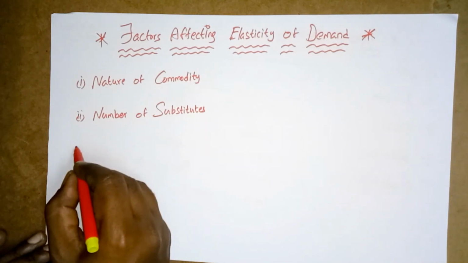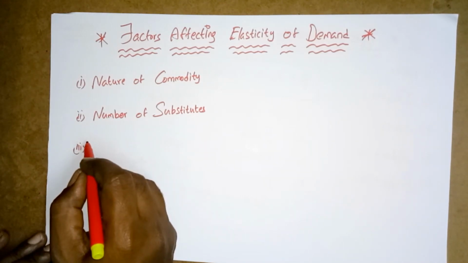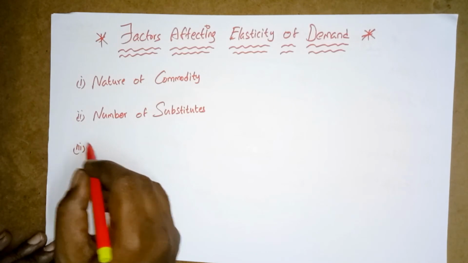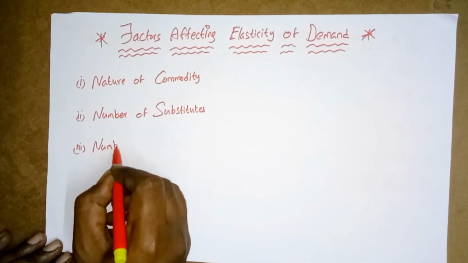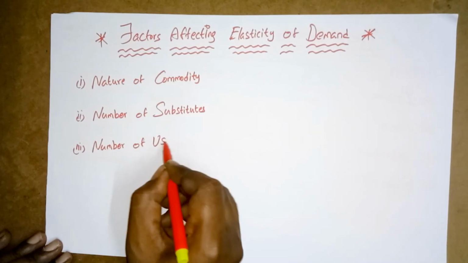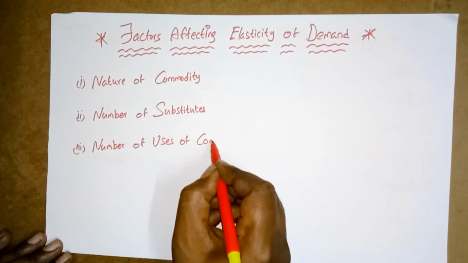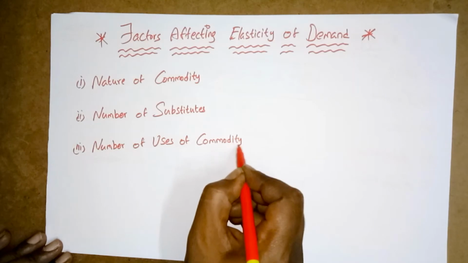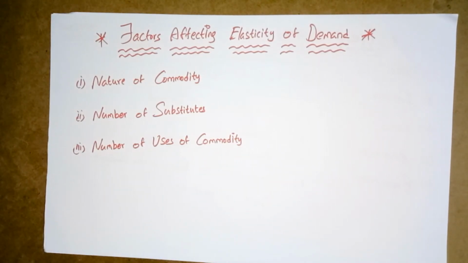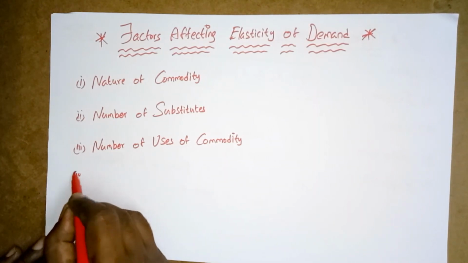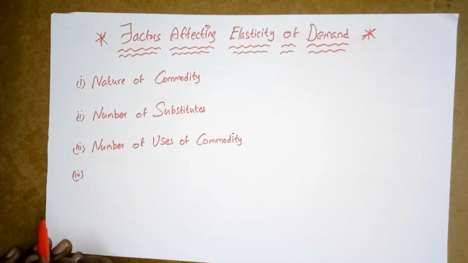Next factor we will go for is the number of uses of commodity. Like that we have to write number of uses of commodity. What do you mean by this? The greater the number of uses to which a commodity can be put, the greater will be its price elasticity of demand. Now this is about the number of uses of commodity.